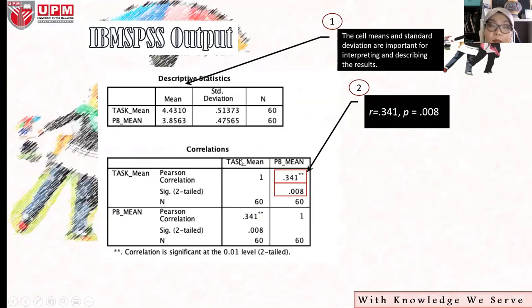And then the second table, which is the correlation table, indicates the result of the correlation between your IV and DV. In this case, the R value is 0.341. The R value between task-oriented coping and philanthropic behavior is 0.341. So R equals 0.341. This is the value. And then there are 2 stars here.